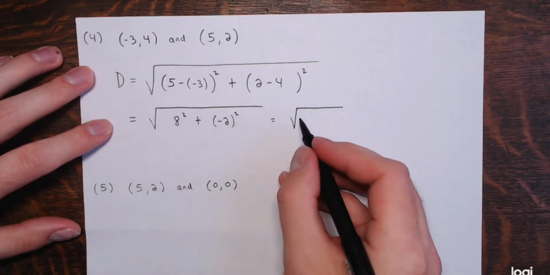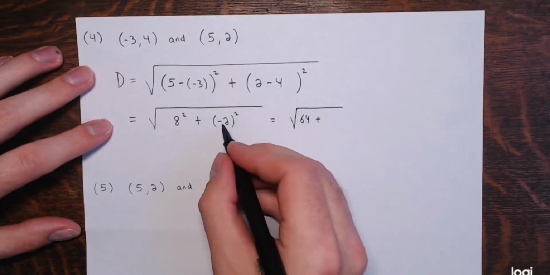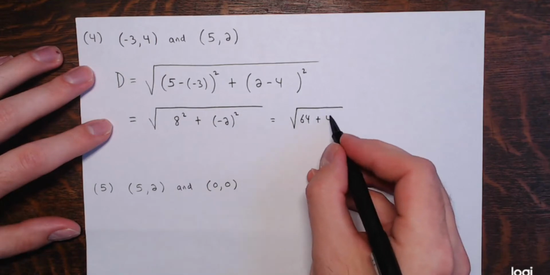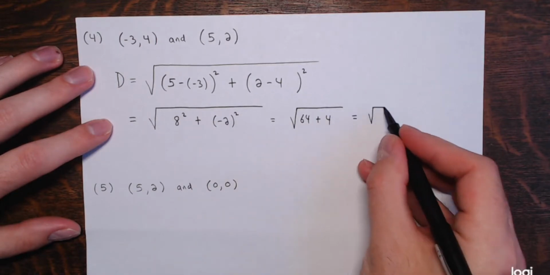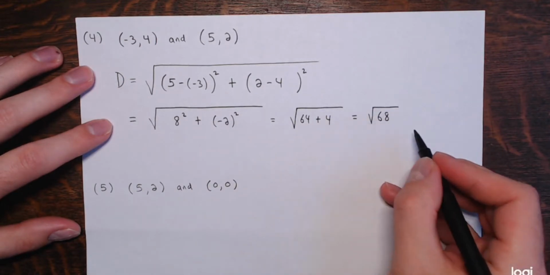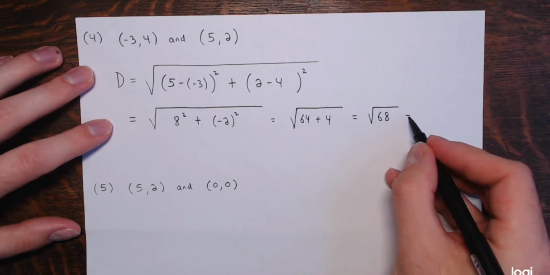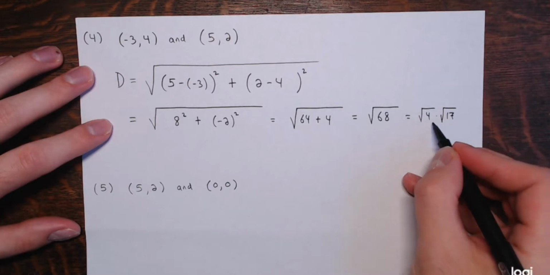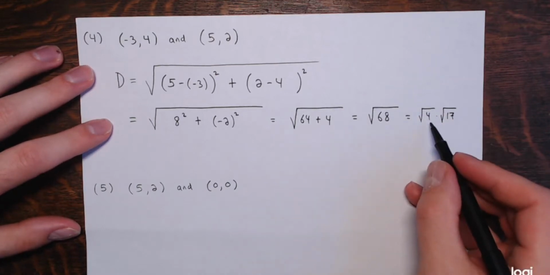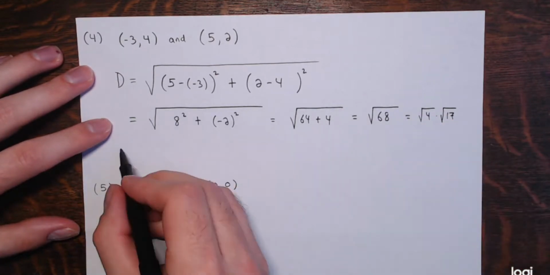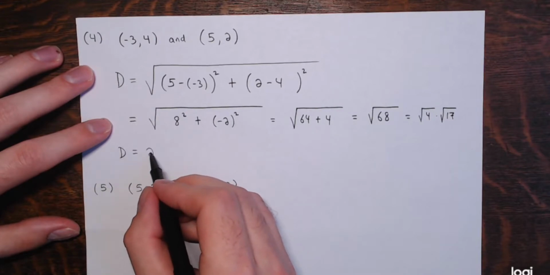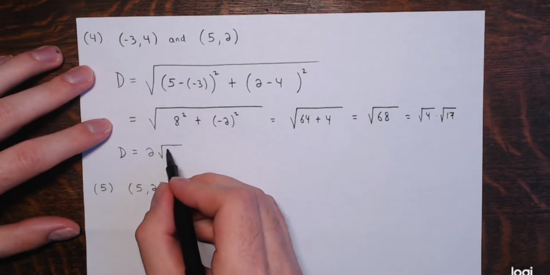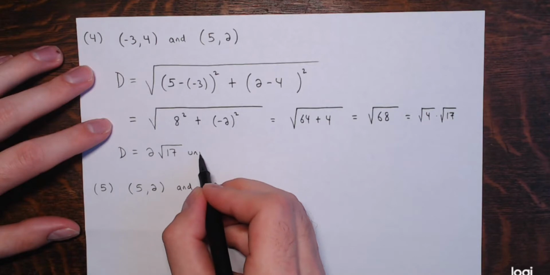8 squared is 64. Negative 2 to the second is positive 4. So we end up with the square root of 68, which is the square root of 4 times the square root of 17, right? 4 times 17 is 68, and the square root of 4 is nice. So the distance between these is 2 times the square root of 17 units.